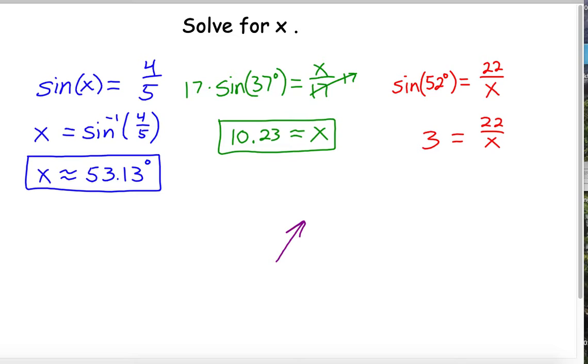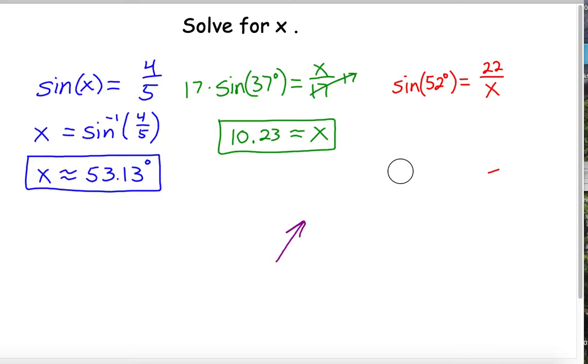Well, we could multiply both sides by x. So now x isn't in the denominator anymore. And then x times 3 is 22. We would divide both sides by 3. And then that's how we could get x by itself.